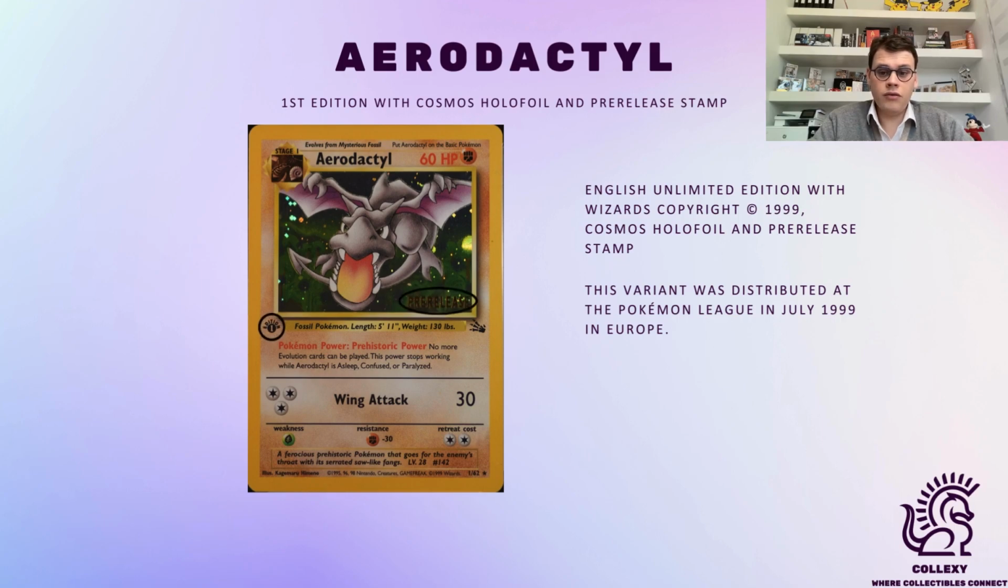This variant of Aerodactyl looks very similar to the previous one, except that the holofoil here is the Cosmos holofoil. The difference here is that this variant was distributed at the Pokémon League in July 1999 in Europe, except for Germany and Italy. More on that later.